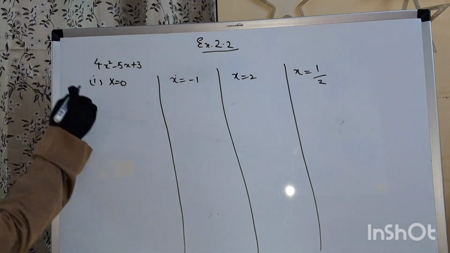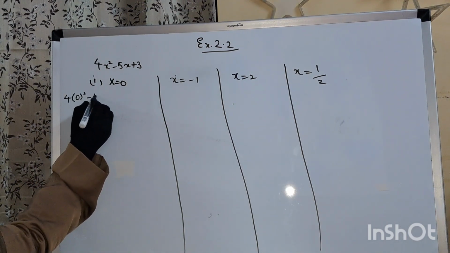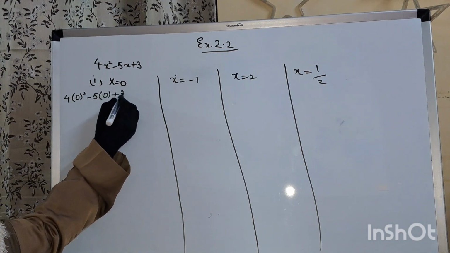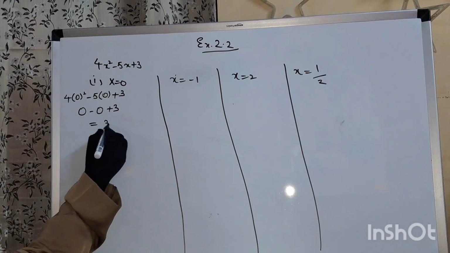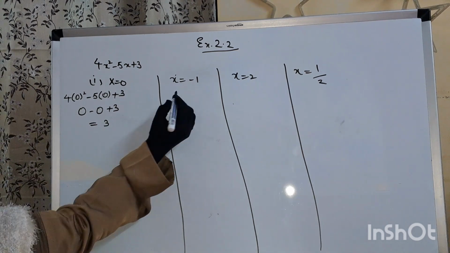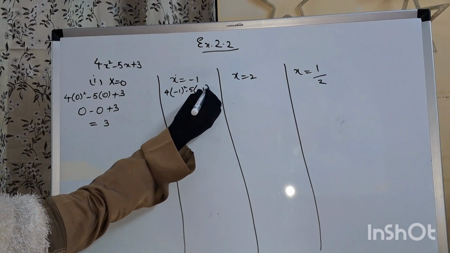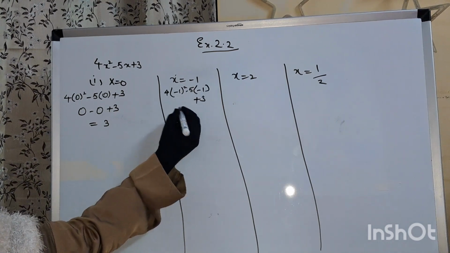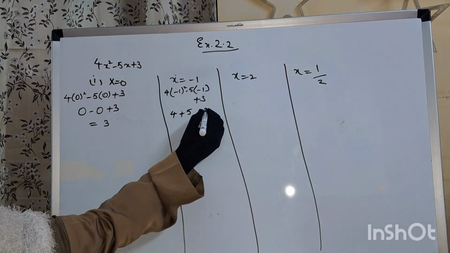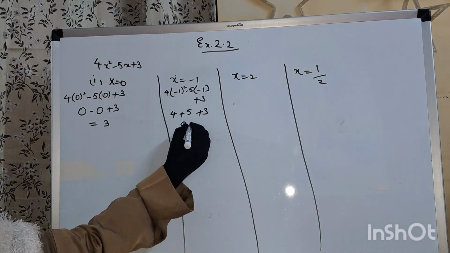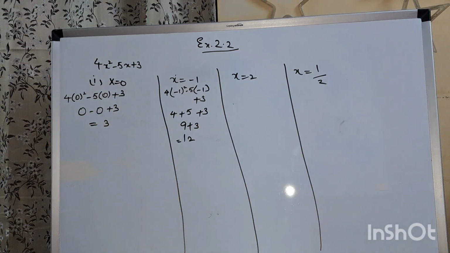So the first one, in the place of x you are substituting 0: 4 into 0 square minus 5 into 0 plus 3. 4 into 0 is 0, 5 into 0 is 0, plus 3. So here it is nothing but 3. The next is minus 1. So 4 into minus 1 whole square minus 5 into minus 1 plus 3. Minus into minus is plus, anyhow 4 ones are 4. Minus into minus plus 5 ones are 5, plus 3. 4 plus 5 is 9. 9 plus 3 how much? 12, right? So next is x is equal to 2.